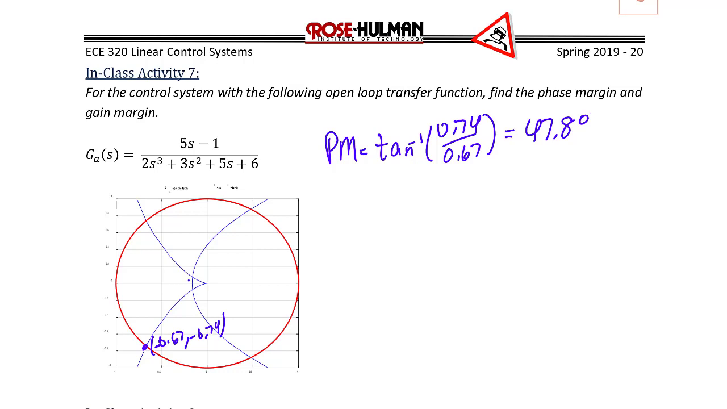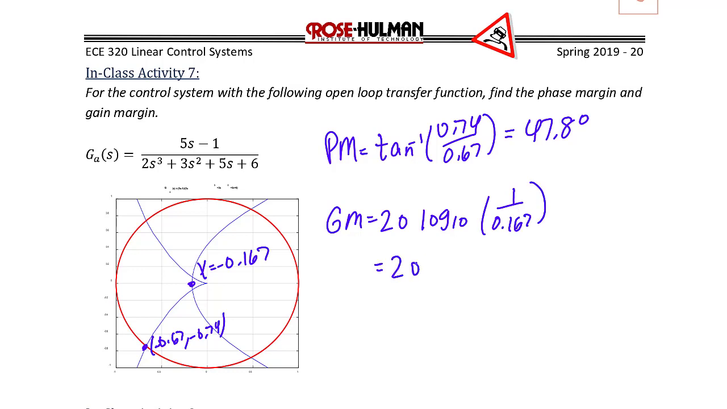So then to find the gain margin, we see that our Nyquist diagram intersects with the 180 degree point right here, where x is equal to negative 0.167. So the gain margin would be equal to 20 log base 10 of 1 over 0.167, or 20 log base 10 of 5.99. So the gain margin is equal to 15.6 decibels.